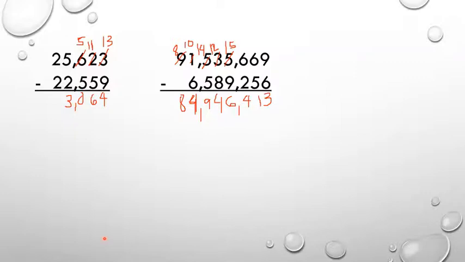So now we know that 91,535,669 minus 6,589,156 will result to 84,946,413.